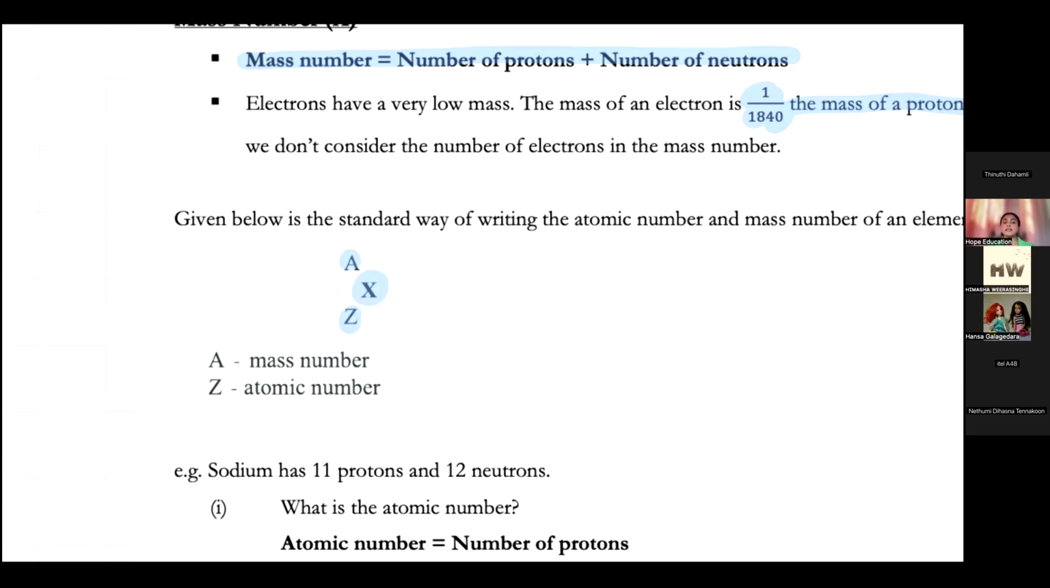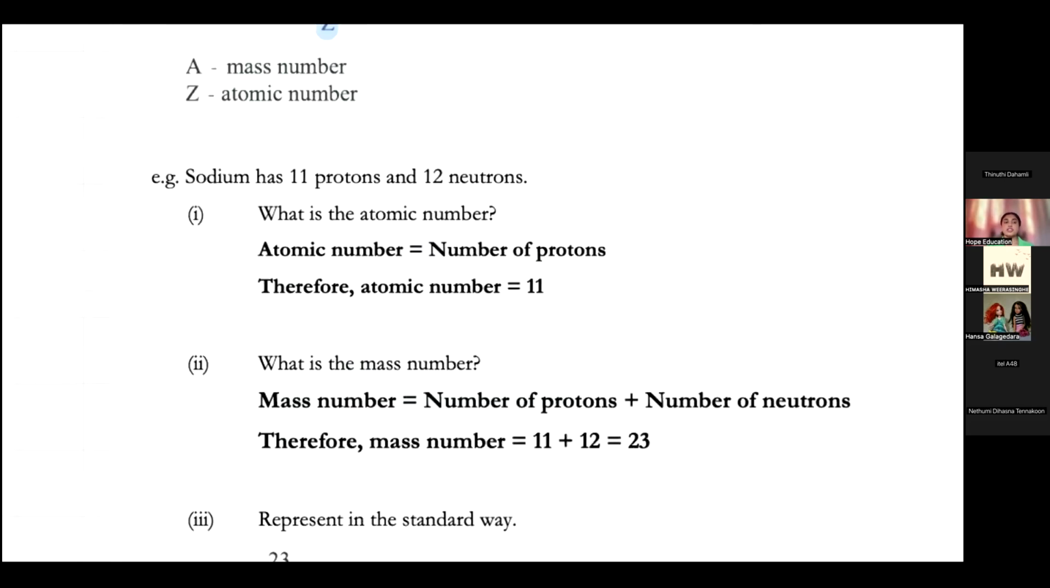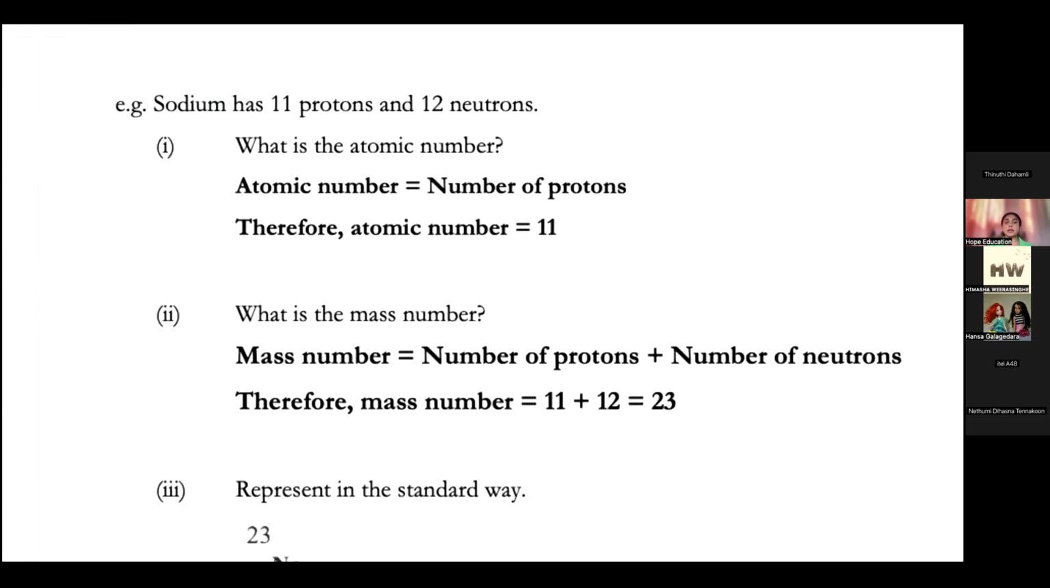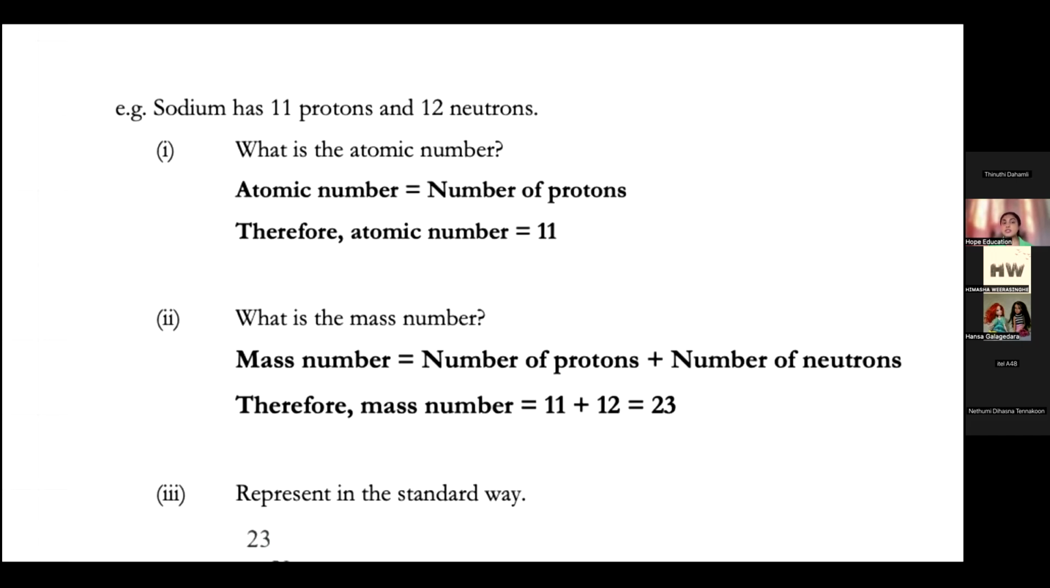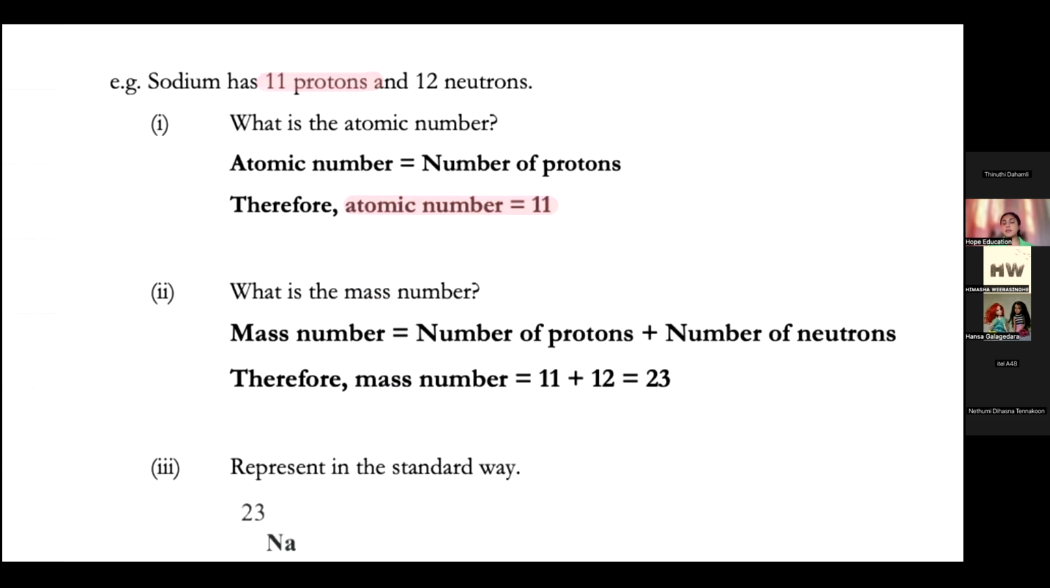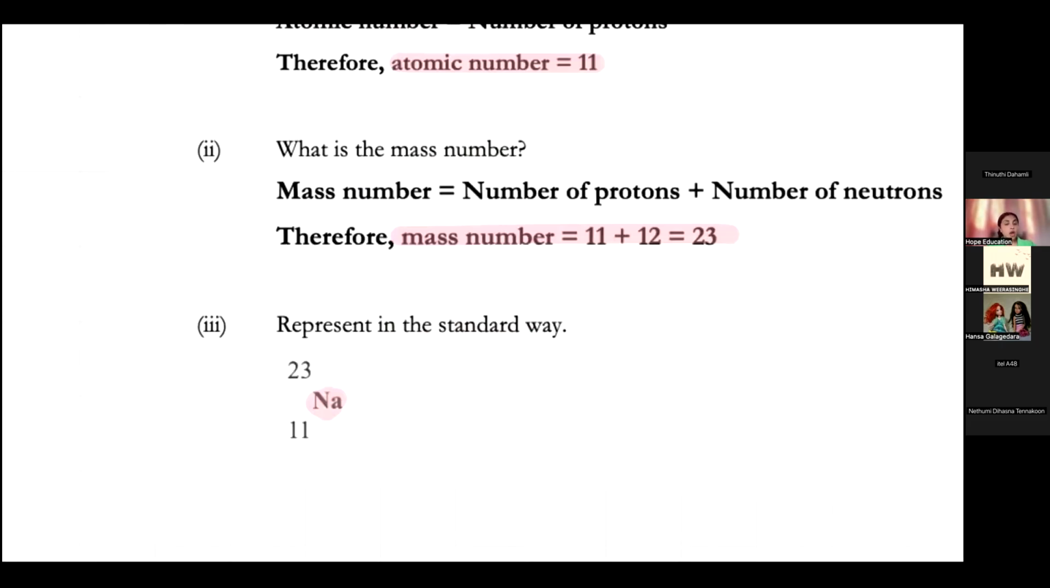Okay. Let's look at an example. Now see here. Sodium has 11 protons and 12 neutrons. So we can calculate the atomic number. How do we calculate the atomic number? We know atomic number is the number of protons. Since sodium has 11 protons, its atomic number is 11. Then mass number is protons plus neutrons. Protons 11, neutrons 12. So 11 plus 12 is 23. So the mass number of sodium is 23. Then how do you show this in the standard way? For sodium's symbol, in the left bottom corner you write the atomic number, in the left top corner you write the mass number. That is the standard way of showing that.